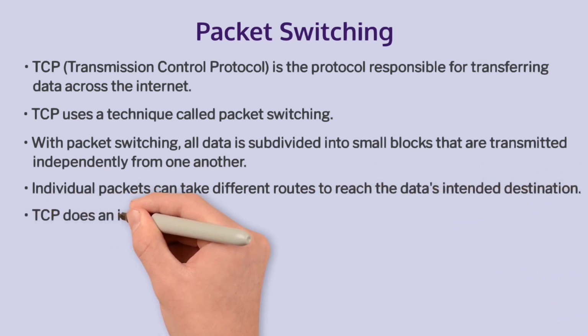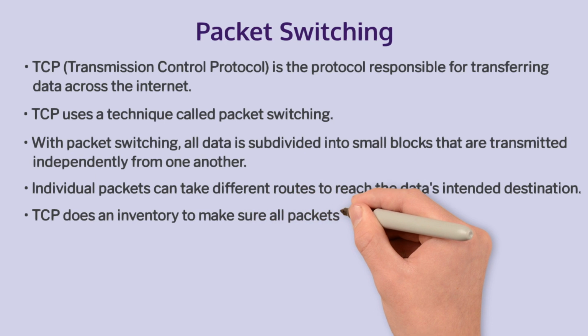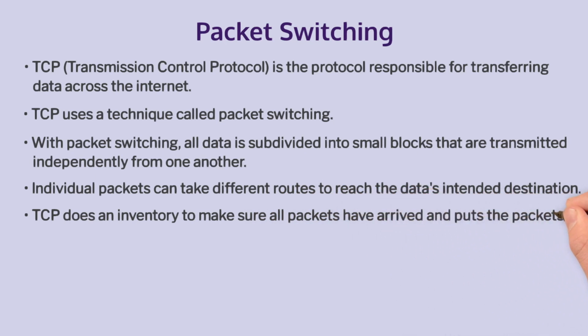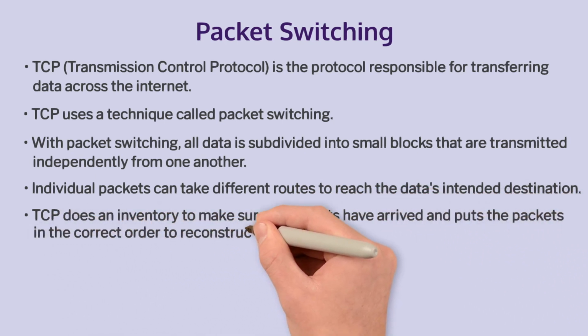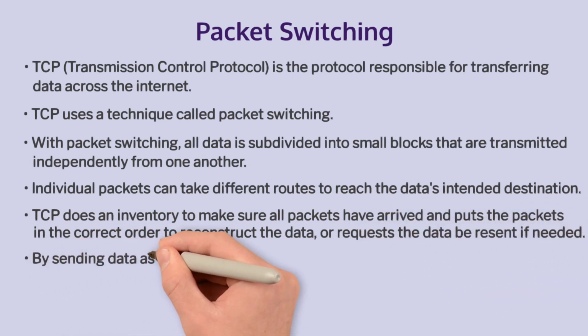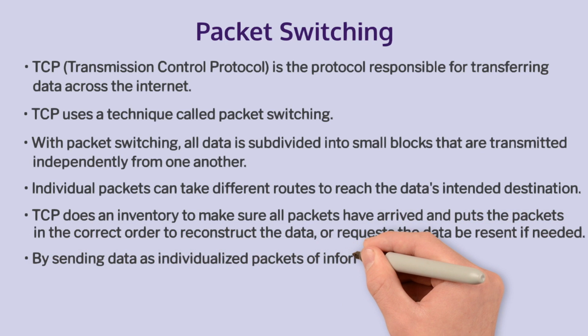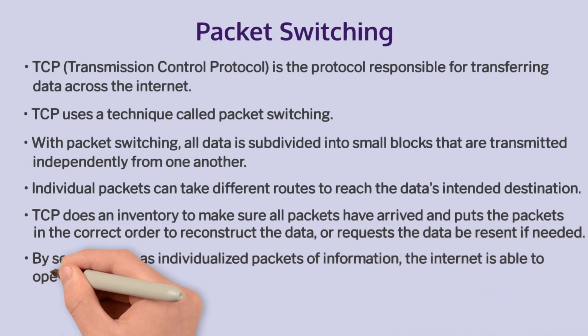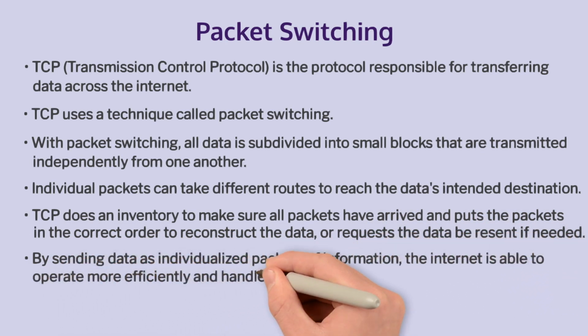TCP does an inventory to make sure all packets have arrived and puts the packets in the correct order to reconstruct the data, or request the data be resent if needed. By sending data as individualized packets of information, the Internet is able to operate more efficiently and handle unforeseen errors in transmission.